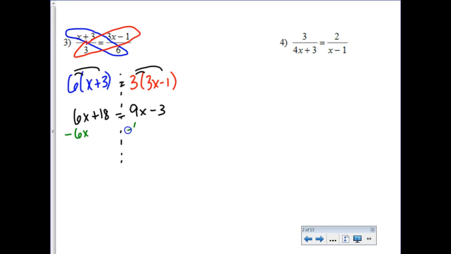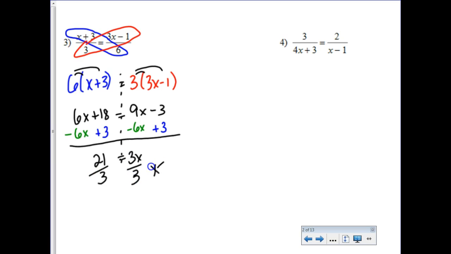So now that we're fully distributed, let's bring all the x's to one side. Let's go ahead and subtract 6x. If you brought the x's to the right, that means the constants are going to move to the left. So, let's see here. 21 equals 3x. So dividing both sides by 3. Woo, that's ugly. I found out that x equals 7. Alright, move it along to the next cross product.